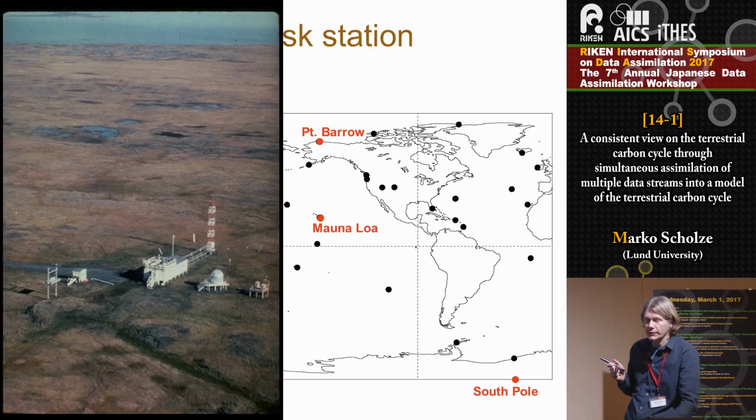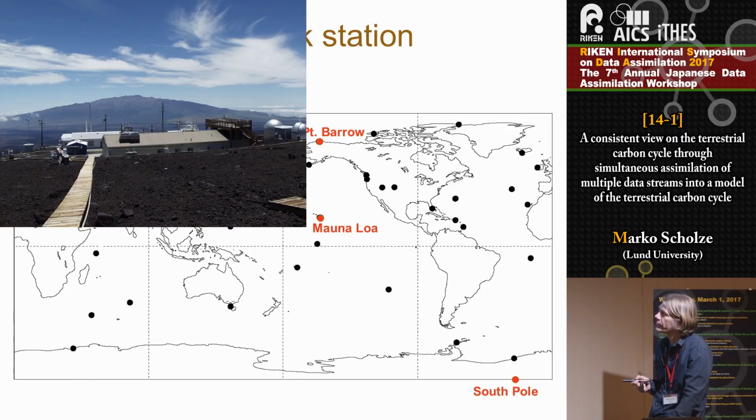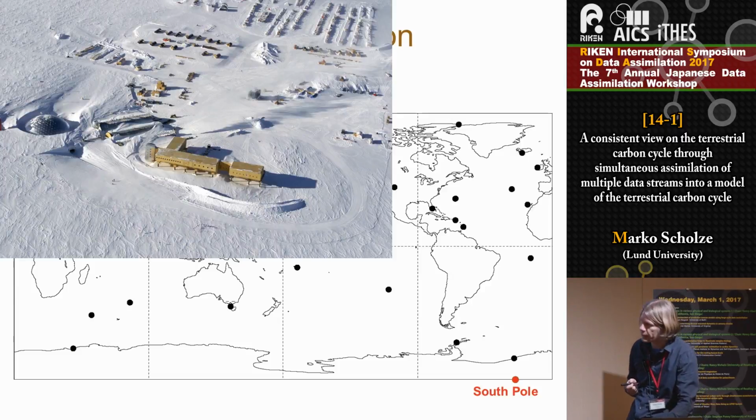They go out and really have a glass flask, which they fill with air and then ship to a laboratory to measure. Oops, that was too quickly. That's Mauna Loa on top of a volcano on Hawaii, one of the Hawaiian Islands. And that's South Pole, so that's on the Antarctic continent.